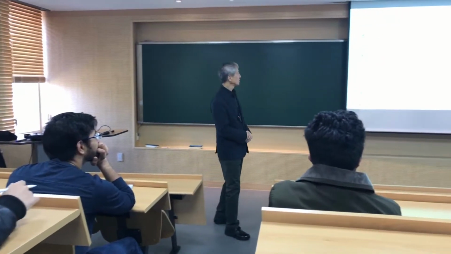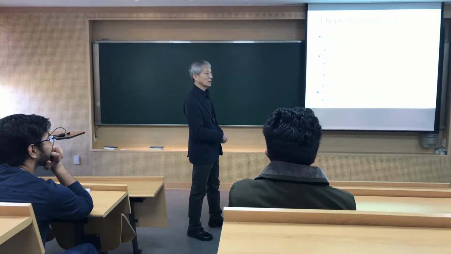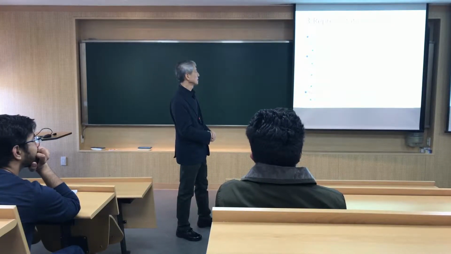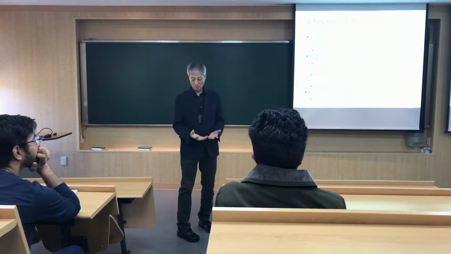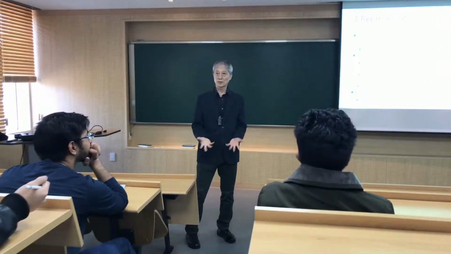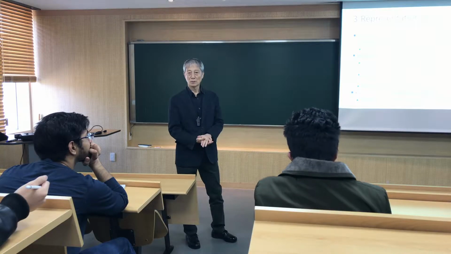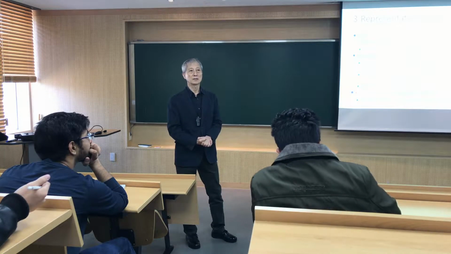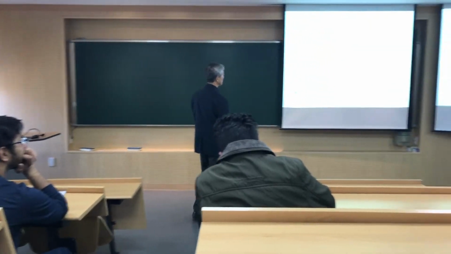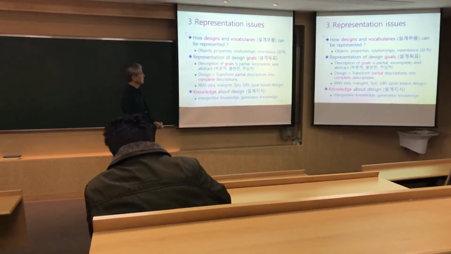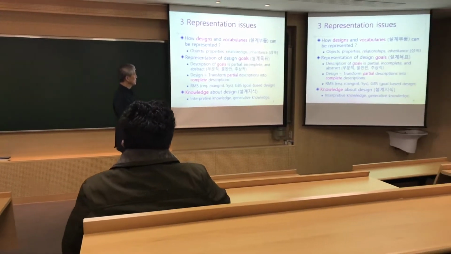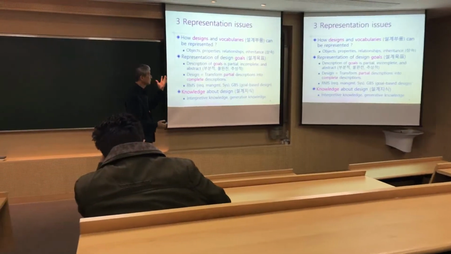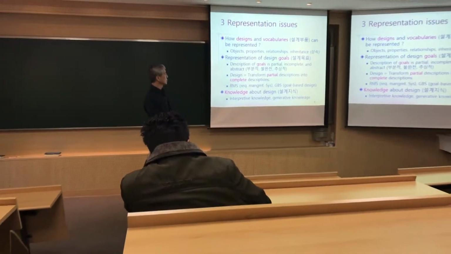Three representation issues, difficulties. How should we represent design and knowledge? How can designs themselves and vocabularies, the parts, be represented in terms of equations, pictures, a Word file or an Excel sheet? How can you represent them? And there are objects, properties, relationships, and inheritances. The design goal itself should also be represented together with the design.